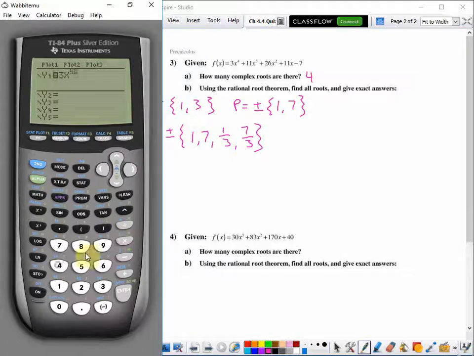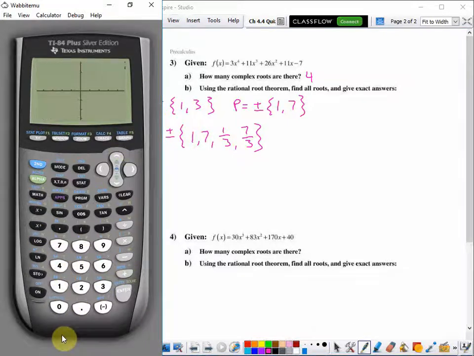3x to the 4th plus 11x cubed plus 26x squared plus 11x minus 7.